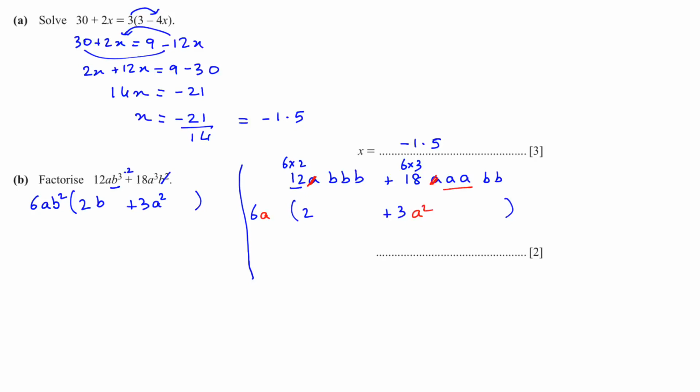That is a squared. And then you will have 2b which are common. We'll write it out. So there are no b's remaining. There's one b remaining here, but no b remaining here. And we got the answer the same as we got before: 6ab(2b + 3a²).